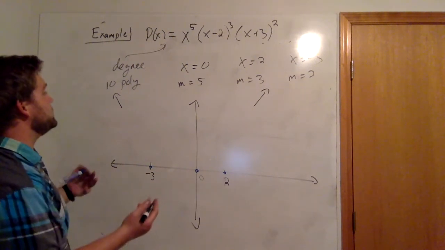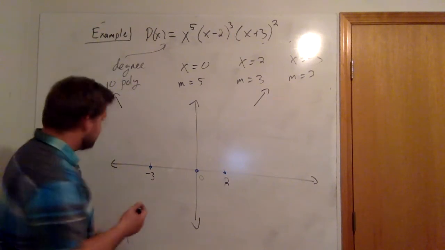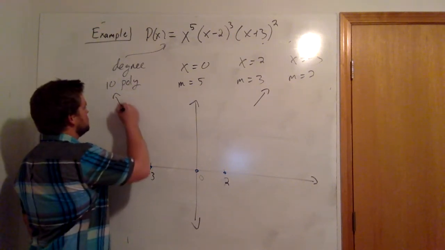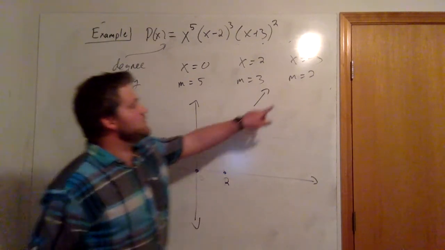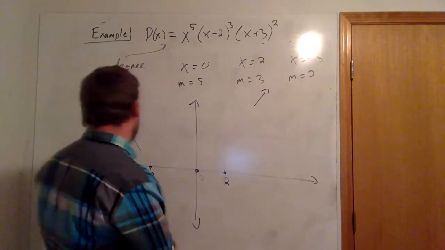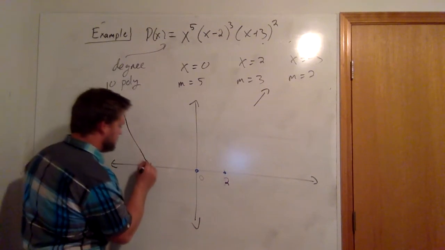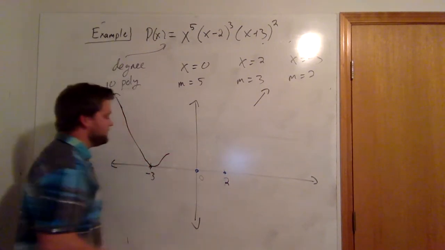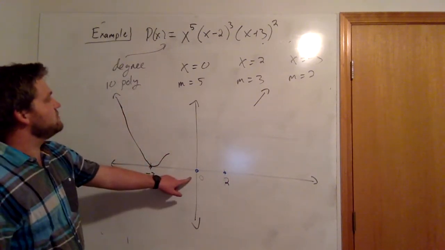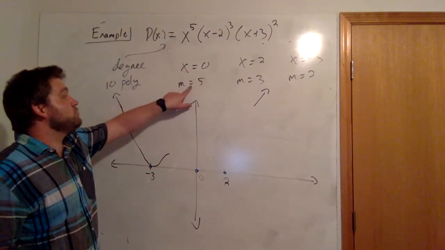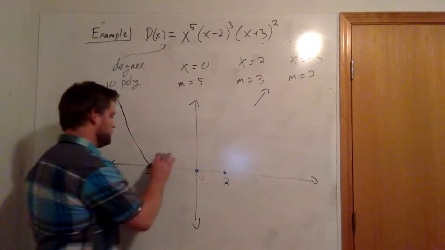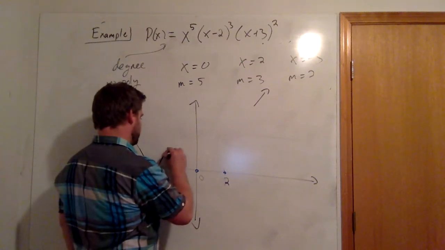If I'm going to do this quickly, we can just look at the multiplicity. Okay, so as it's coming down here, what's it going to do around negative 3? Well, negative 3 has a multiplicity of 2. It's going to bounce. Okay. Now, what's it going to do about 0? Is it going to cross through 0 or bounce? It has an odd multiplicity. It's going to cross through.